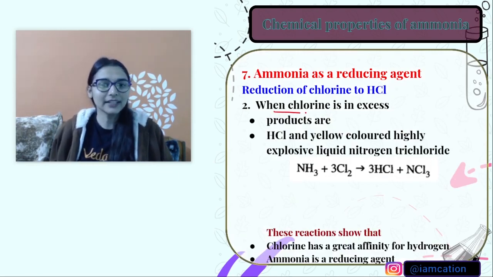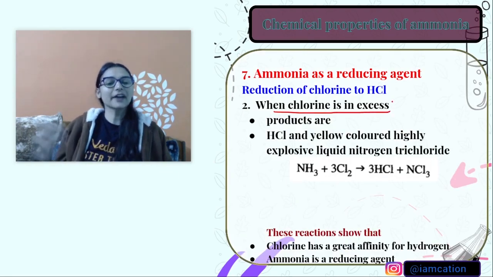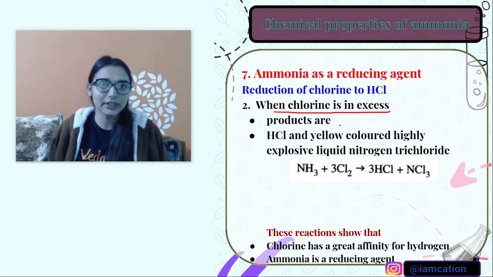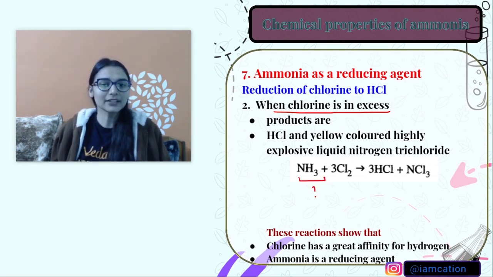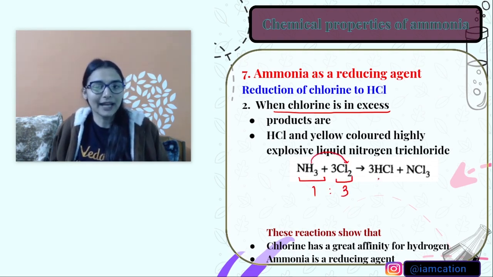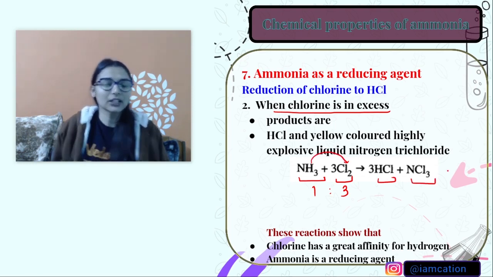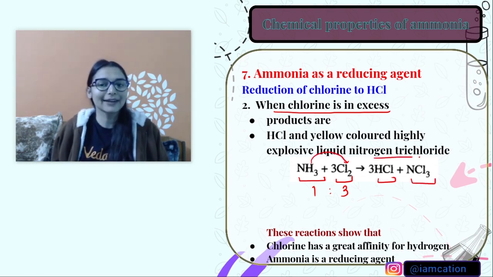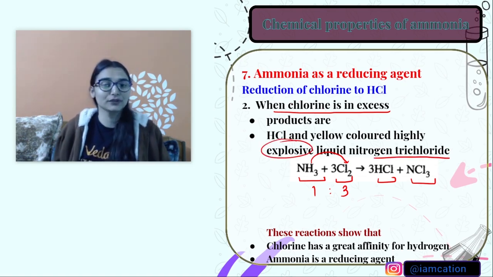The next way the reaction can take place is when you take the other reactant, chlorine, in excess. In that case, we have taken them in a 1:3 ratio, and here in the reaction we get hydrogen chloride, and nitrogen reacts with 3 chlorine atoms, combining to make nitrogen trichloride. This is again an explosive reaction. We have to be careful while doing this.